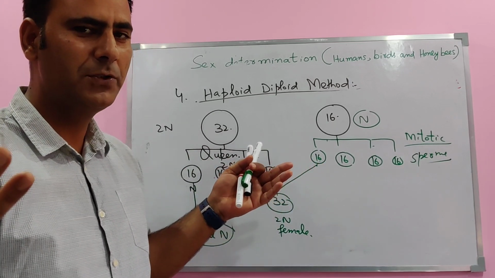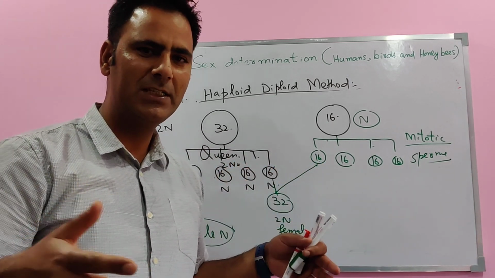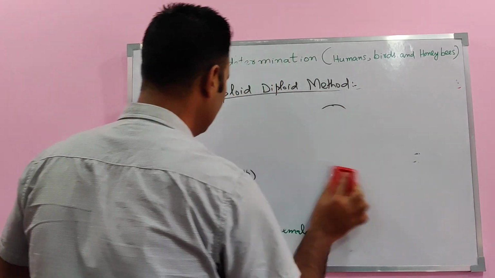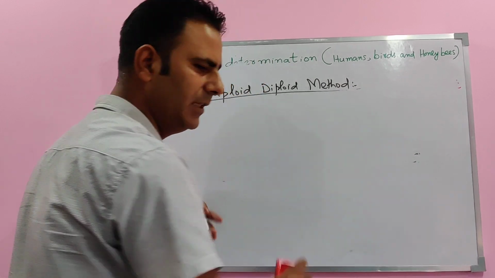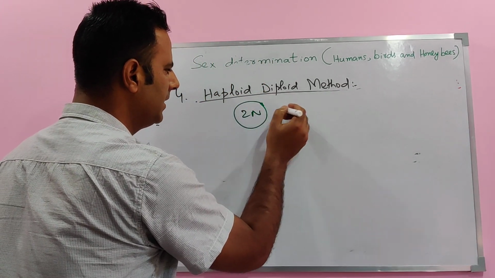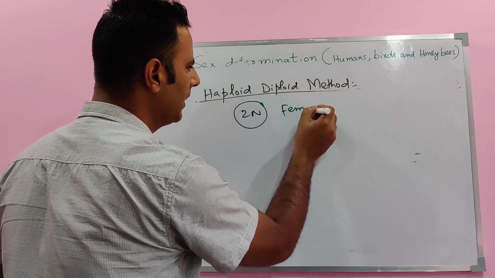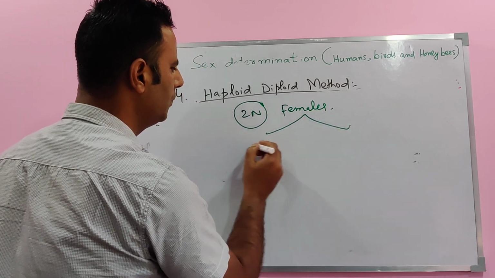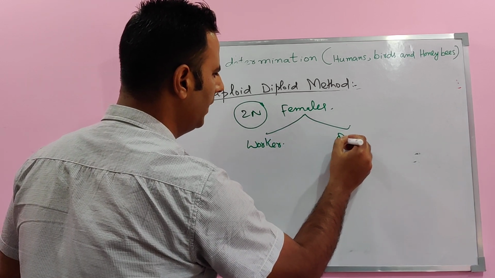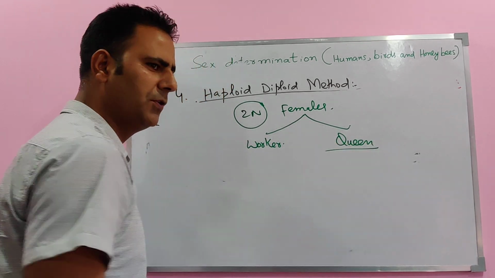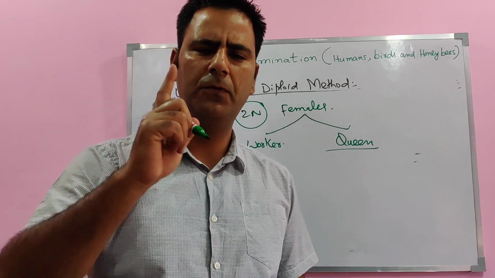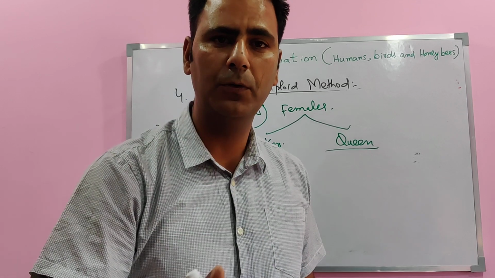Who is going to be the future queen? The question is, we have a number of eggs, and all these eggs are basically diploid. But these diploids are females. Yes, we can understand, but among females we have two types: one is the worker and the second is the queen. Who is going to be the future queen? There is only one queen in the hive.